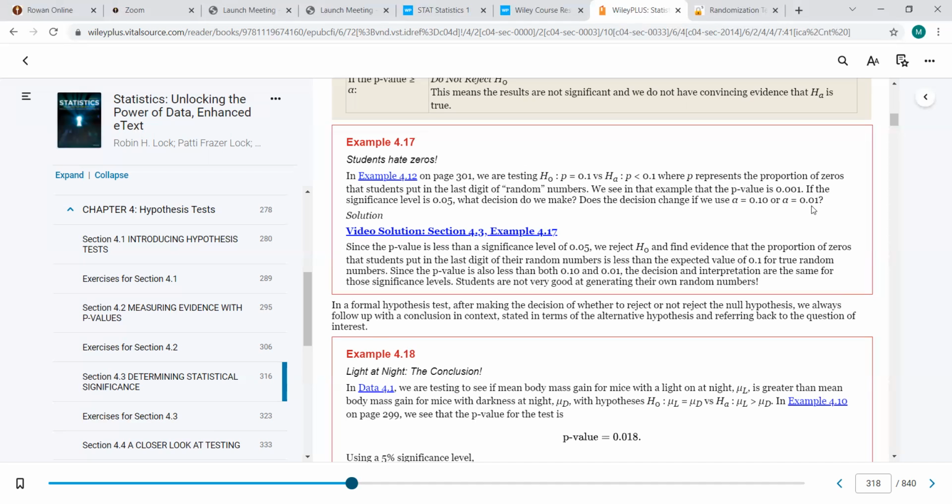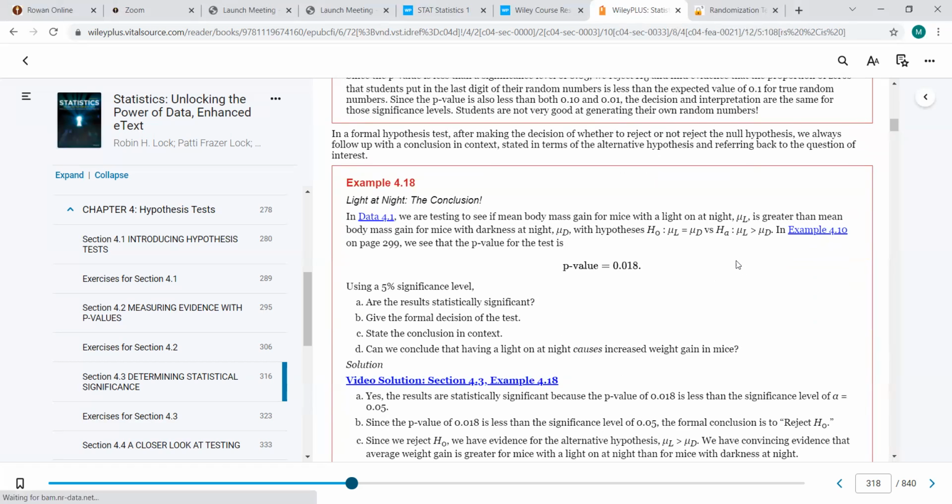0.001 is 1 out of 1,000. 0.01 is 1 out of 100. 0.001 is less than that. It's going to be less than most alphas. So yes, we're going to reject the null hypothesis in this case. There's very significant evidence that the population proportion of 4-digit numbers that have a 0 as the last digit is less than 10%. This is very significant.